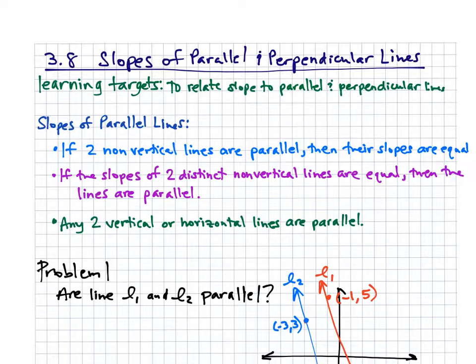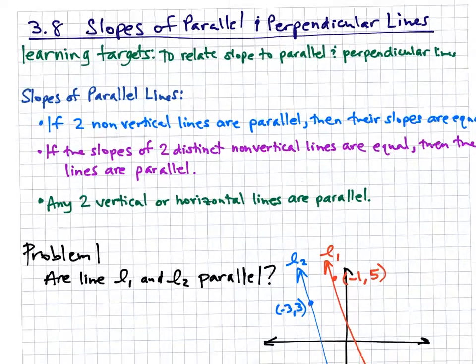Slopes of parallel lines. The note here says, if two non-vertical lines are parallel, then their slopes are equal. If the slopes of two distinct non-vertical lines are equal, then the lines are parallel. Any two vertical or horizontal lines are parallel. Okay, so those are some conditionals on parallel lines.